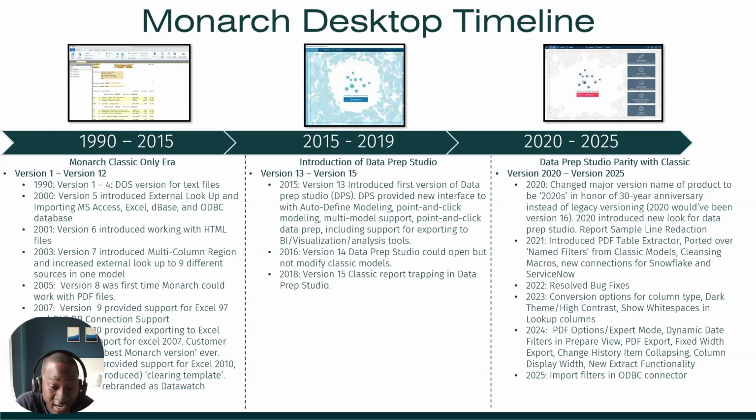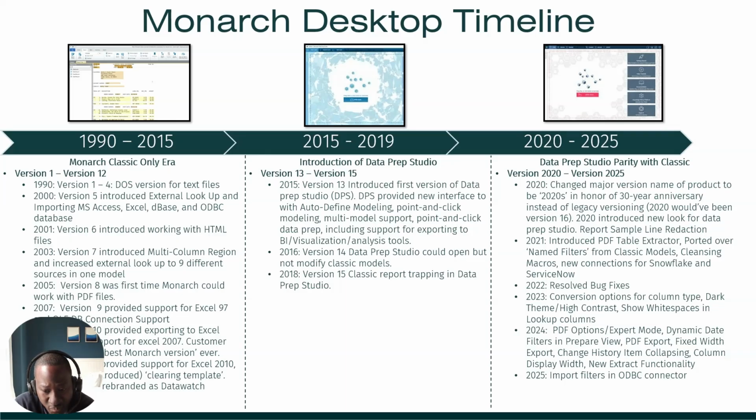Two years after that, in 2005, version 8 was the first time Monarch could work with PDF files. In 2007, version 9 provided support for Excel 1997 and OLEDB connection support. And then in 2008, version 10 provided support for Excel pivot tables and support for Excel 2007. A lot of customers considered version 10 to be the best Monarch version ever. Most likely version 10.5. That was a very popular version.